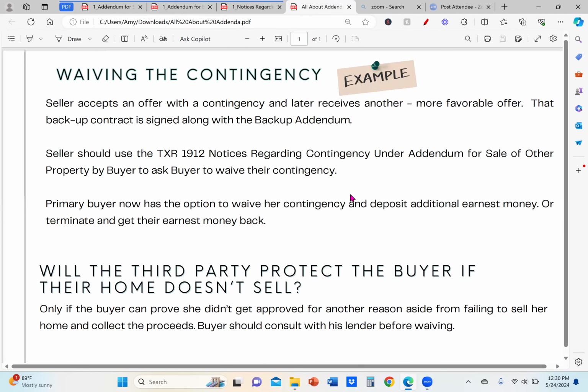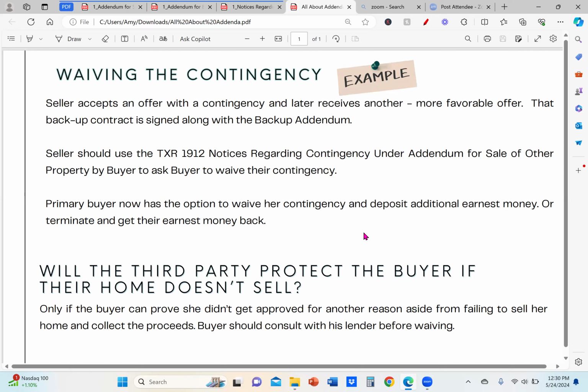So an example of waiving the contingency. Let me give you an example. The seller accepts an offer with a contingency and later receives another more favorable offer. That backup contract is signed along with the backup addendum. The seller should use the TXR 1912, which is this form here we just went over, to notify the buyer and ask the buyer to waive their contingency. The buyer now has the option to waive her contingency and deposit the additional earnest money, or terminate and get the earnest money back.